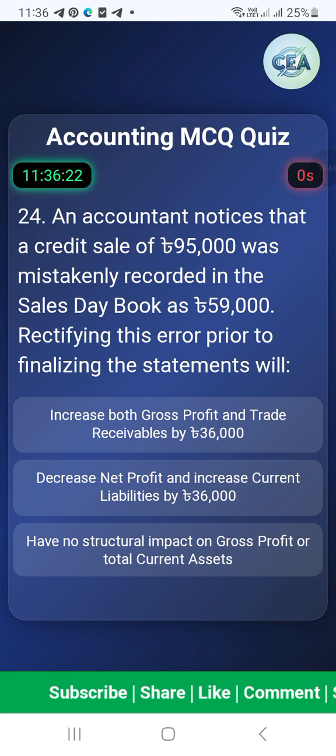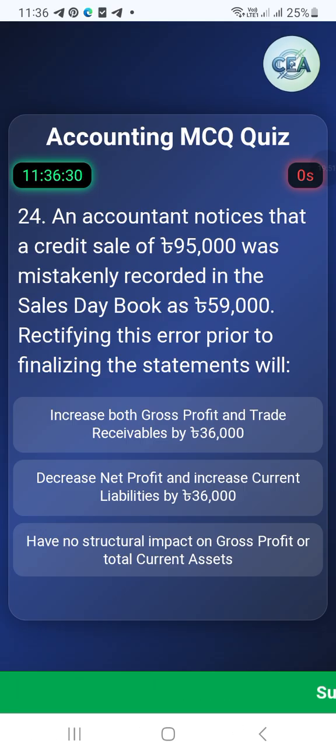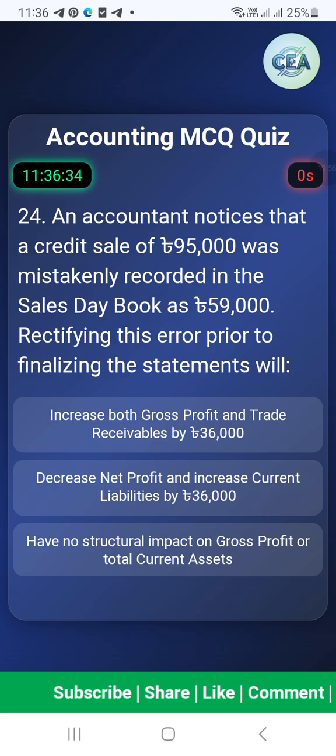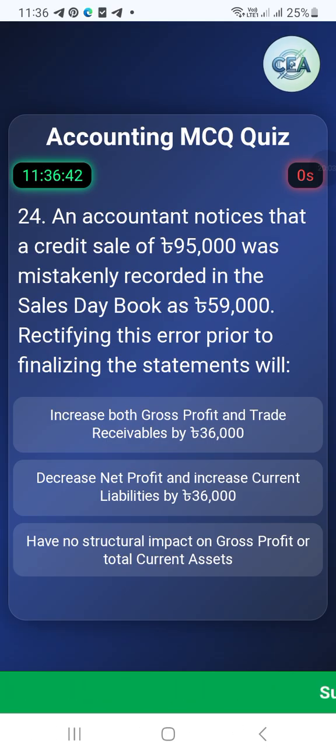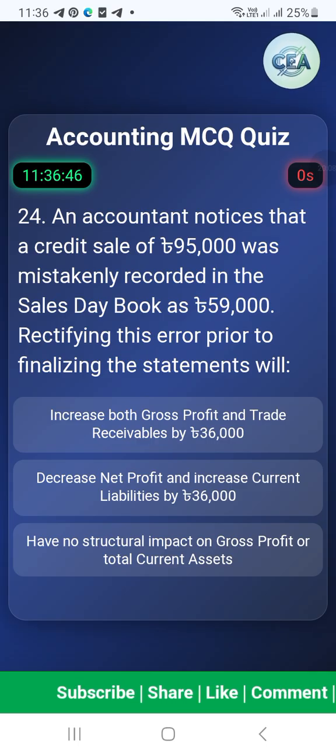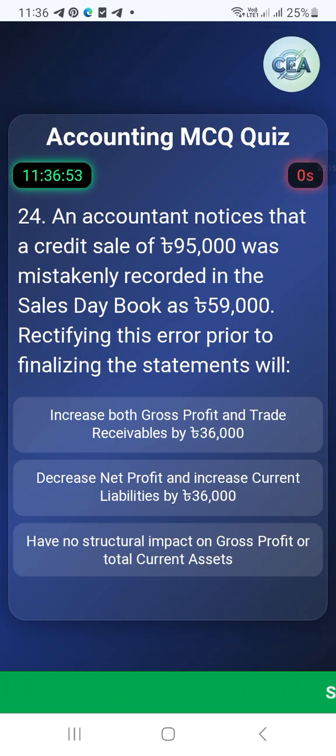24. An accountant notices that a credit sale of 95,000 takas was mistakenly recorded in the sales day book as 59,000 takas. Rectifying this error prior to finalizing the statements will: Option 1. Increase both gross profit and trade receivables by 36,000 takas. Option 2. Decrease net profit and increase current liabilities by 36,000 takas. Option 3. Have no structural impact on gross profit or total current assets.